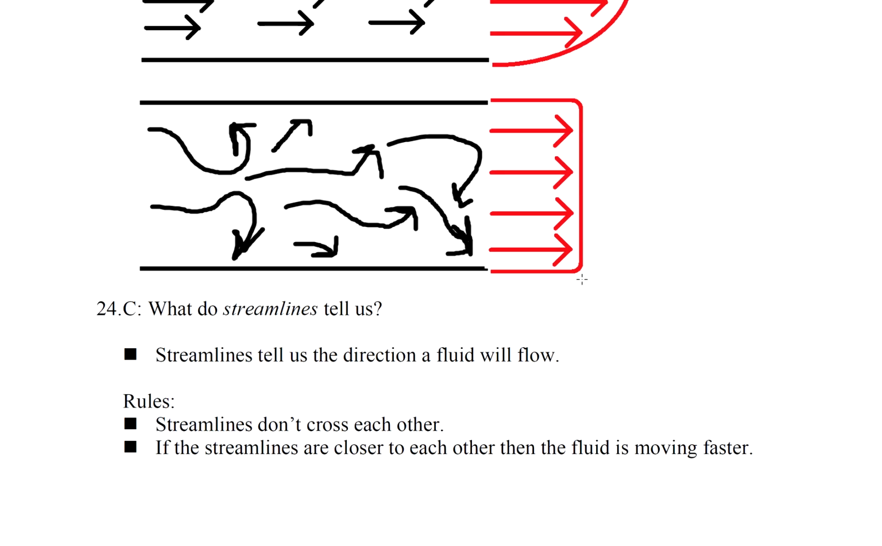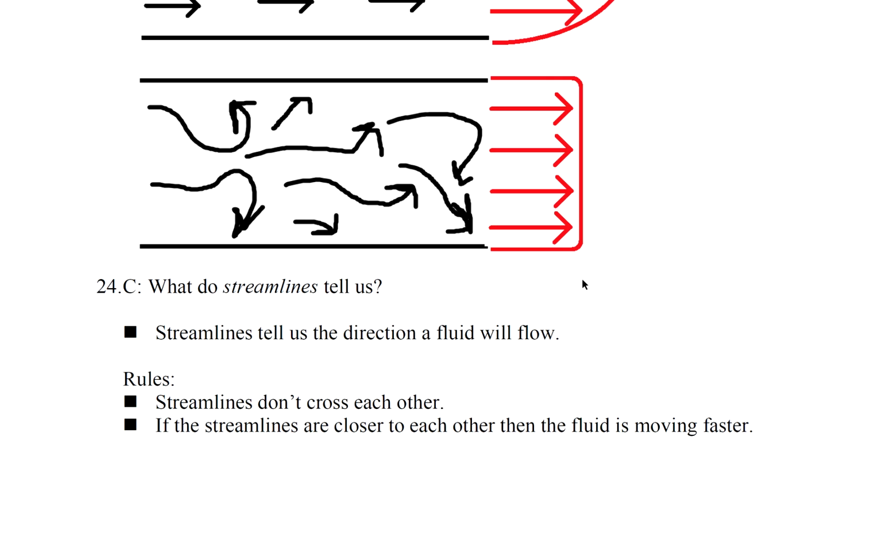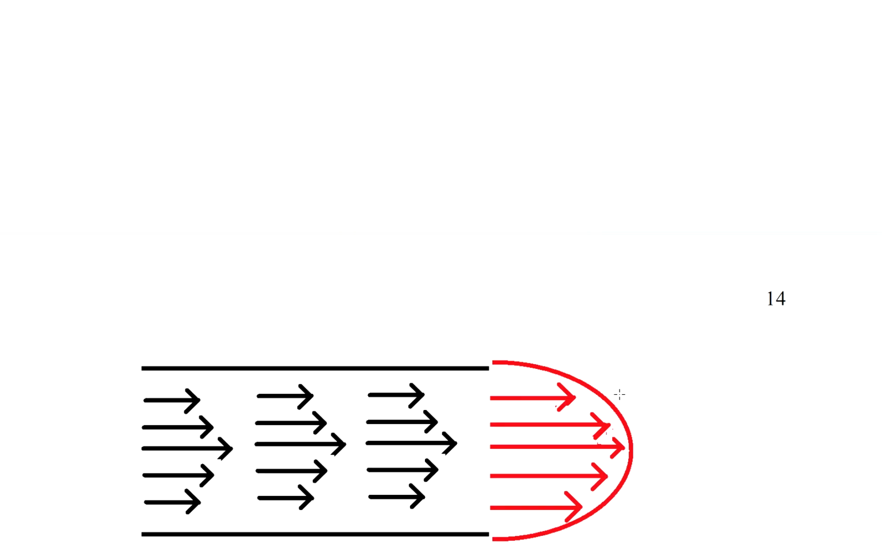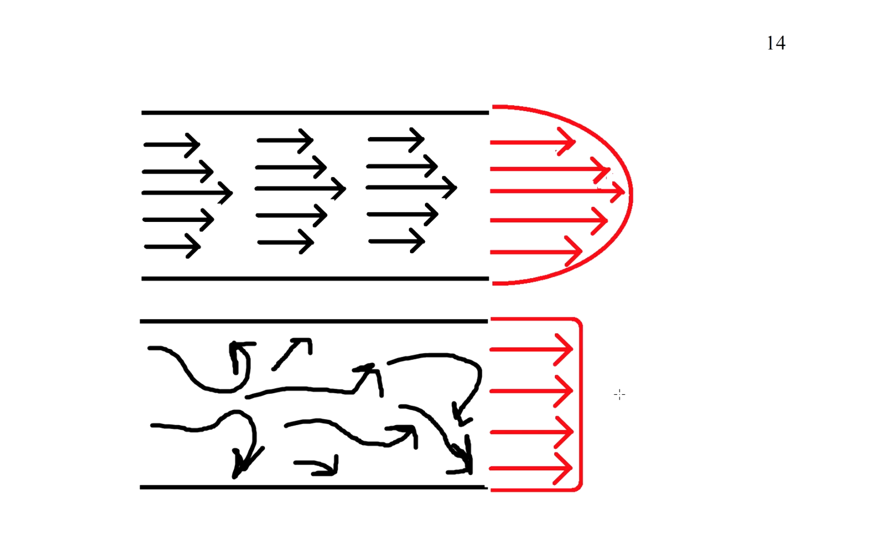Question 24. What do streamlines tell us? Streamlines tell us the direction a fluid will flow. Streamlines do not cross each other. If the streamlines are closer to each other, then the fluid is moving faster. Like I said, these are streamlines. This top is called laminar flow. This bottom image is called turbulent flow.